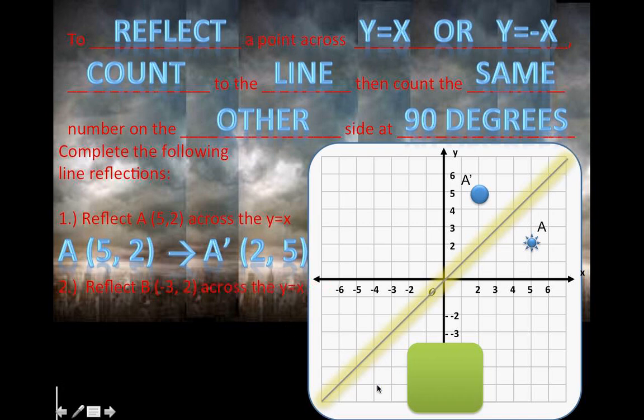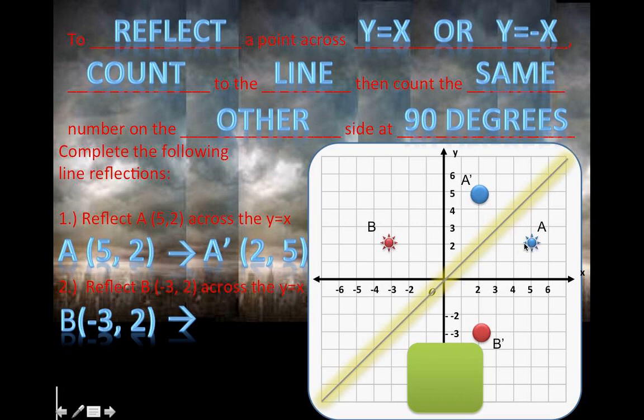Example 2 is going to go through that same line, y equals x, but now we're going to do the point negative 3, positive 2. So we're going to go backwards 3 and up 2, which should be right here. Make sure you're labeling it B. And we want to count to that line again. And then this time, we're not going to turn up. We're actually going to turn down so that we're on the other side of the line. So we're going to count 1, 2, 3, 4, 5 spaces, and we're going to count 1, 2, 3, 4, 5 spaces straight down. And we are going to label it B prime.